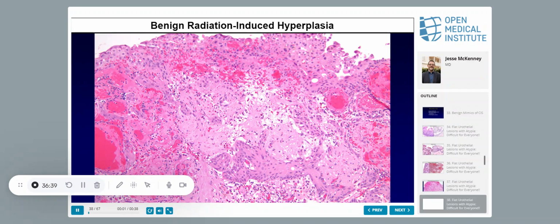Very characteristically, these nests start to wrap around areas of organizing fibrin. That's very characteristic. We see so many of these, and they all look the same, and you can be very confident. See how it's wrapping around the fibrin? If you see that, you can be very confident this is benign hyperplasia. Once you see two or three of them, you'll become comfortable with it. And again, obviously, the background looks like radiation.